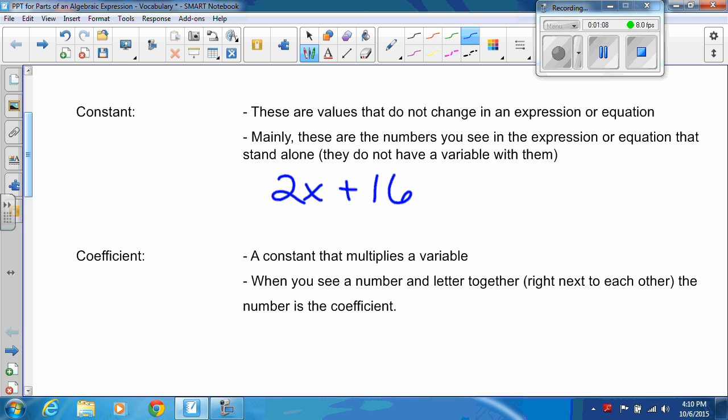But we actually have a different term for this. The 16 that we're looking at right here, this would be the constant. And this is obviously a value that isn't going to change at all. It's just a number. There's no variable with it. So there's our constant.